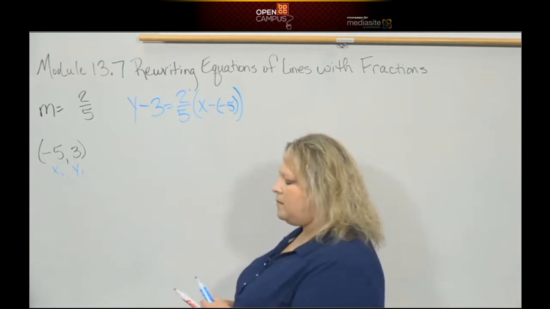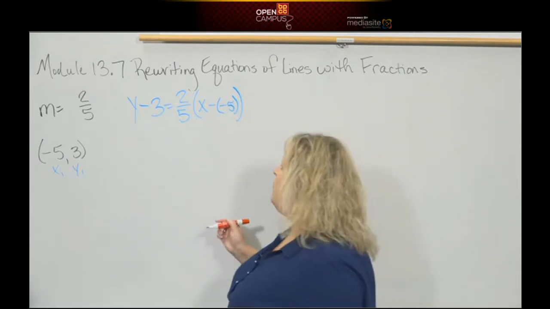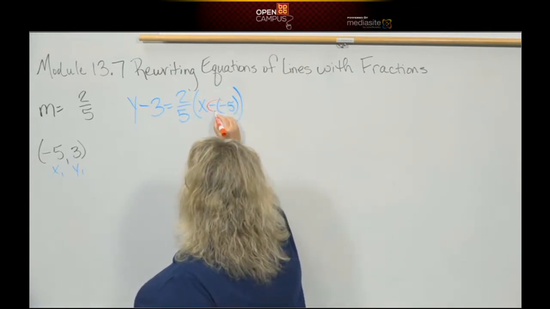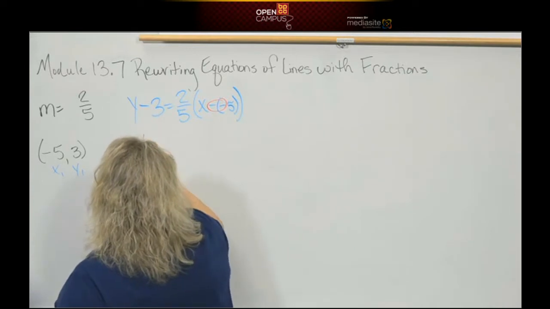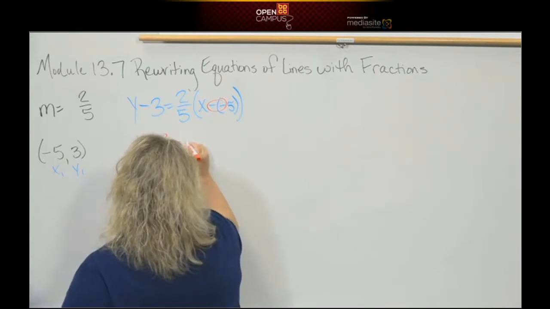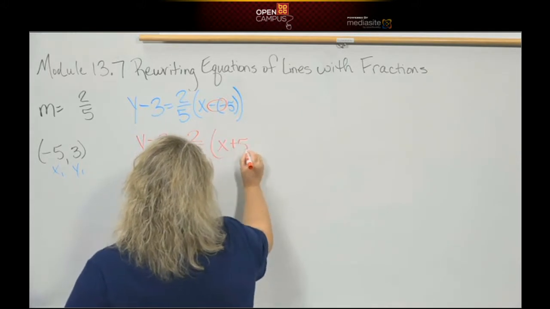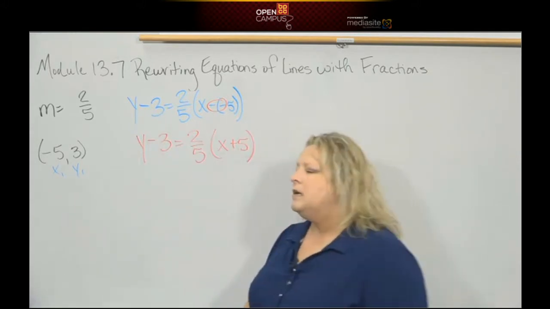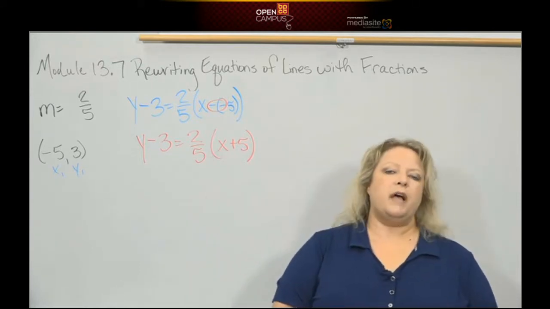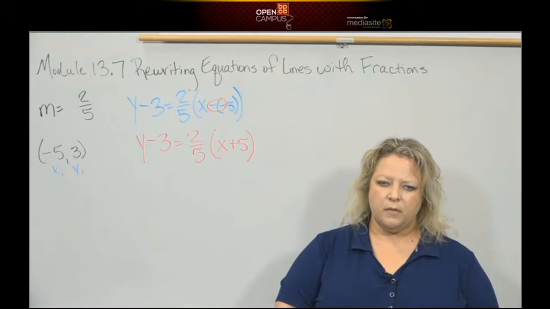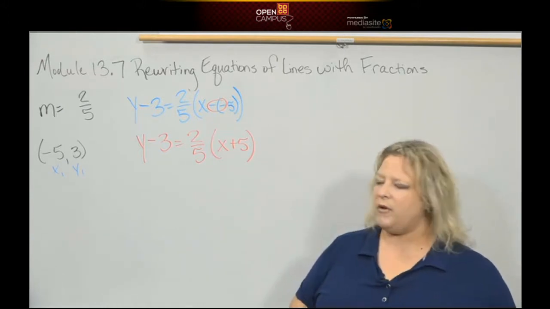Okay. Before I get started rewriting it in any format, again, you want to simplify it and get rid of those double negatives. So I'm going to have y minus 3 is equal to 2/5 parentheses x plus 5. All right. Now that we have this format, I'm going to show you how to rewrite it in slope-intercept form, and then from there, I'm going to show you how to write it in standard form, okay?